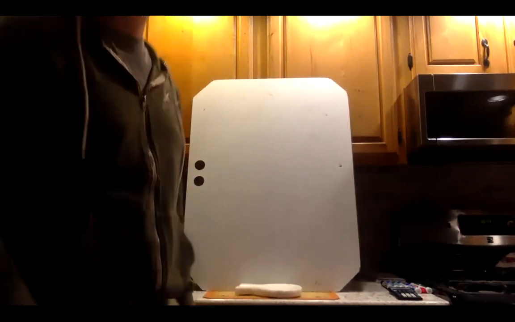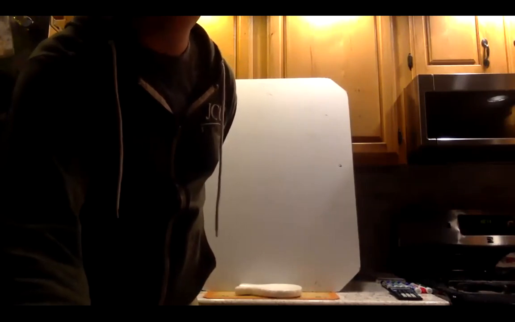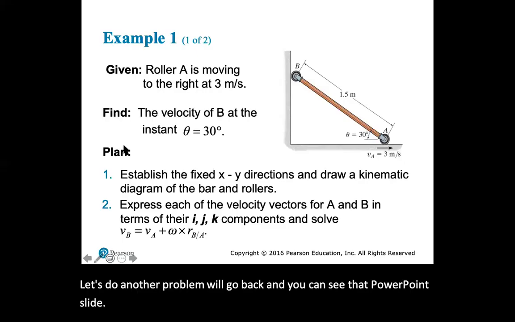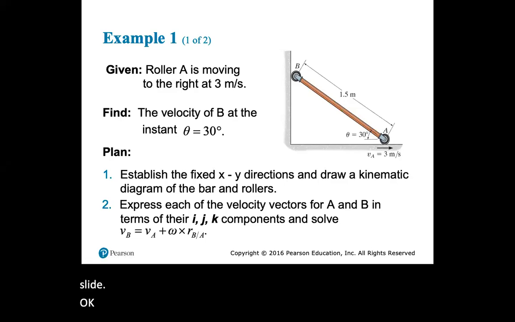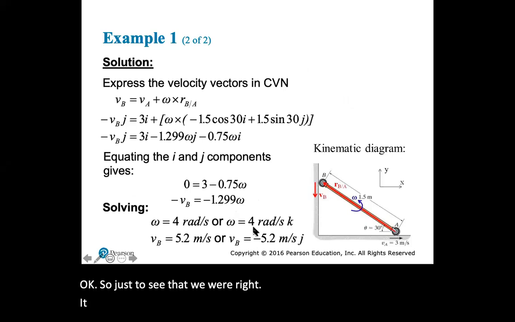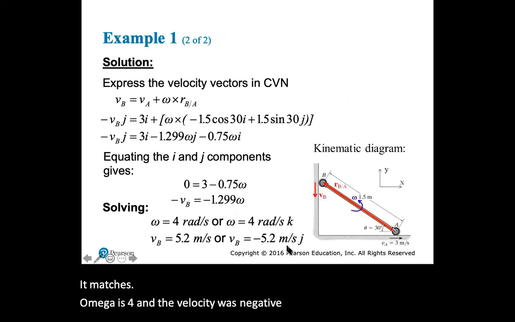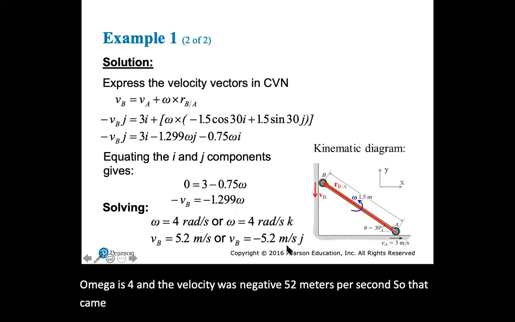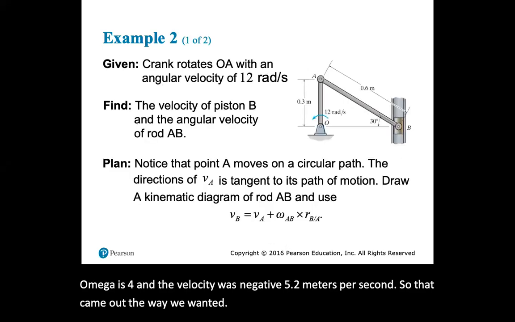Let's do another problem. We'll go back and you can see the PowerPoint slide. Okay, so, just to see that we were right, it matches. Omega is 4, and the velocity was negative 5.2 meters per second. So that came out the way we wanted. Okay, here's another problem.